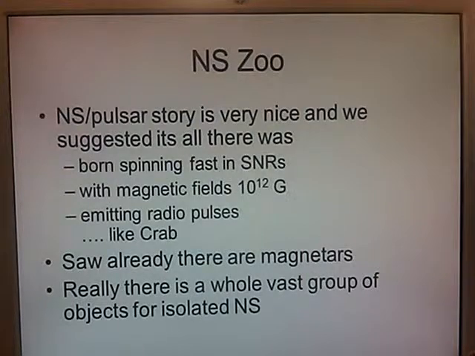So what we're going to be talking about is exactly that, what neutron stars do. We did tell you there's this nice generic story of forming these pulsars. They're born spinning fast in supernova remnants. They have these magnetic fields, 10 to the 12th Gauss or so, and they emit these radio pulses. Then we had this spectacular example, the Crab Nebula and the pulsar at the center. And we have talked about magnetars, but there's really much more variation than just these two groups.